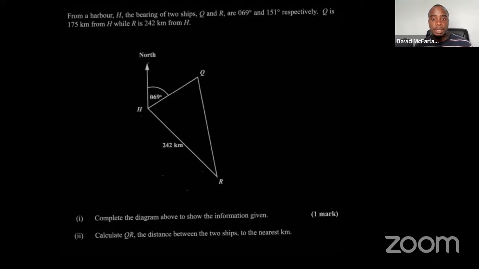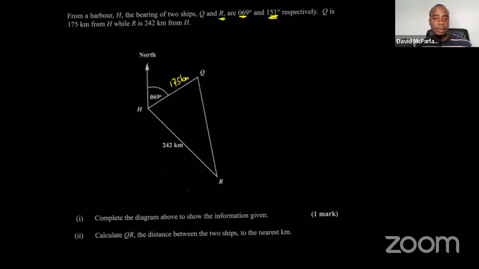First, it says the bearing from H. So we know whatever we're dealing with, we're going from the harbor H. And it says the bearing of two ships Q and R are 69 degrees and 151 degrees respectively. Q is 175 kilometers from H. So we know that this is 175 kilometers. And what else do we know? It says R is 242 kilometers from H, which is already shown on the diagram. What's missing? How about our bearing? It says from H, the bearing of two ships Q and R are 69 degrees and 151 respectively.